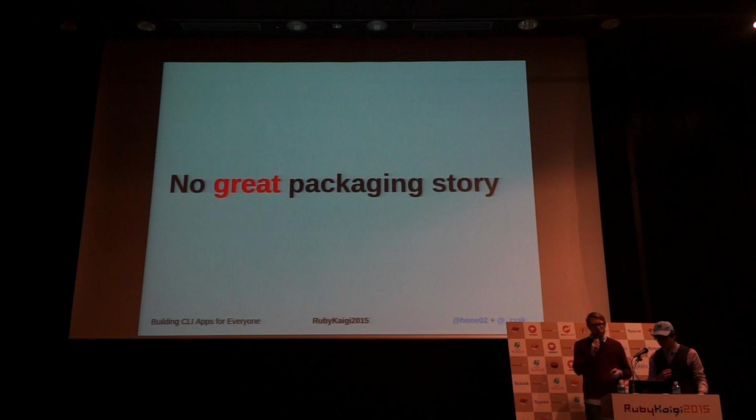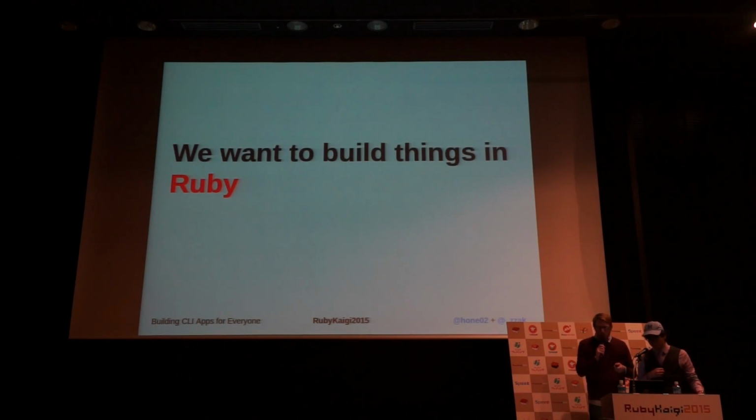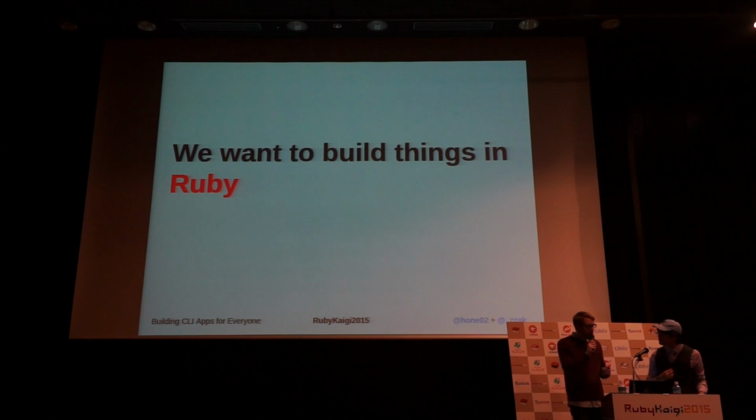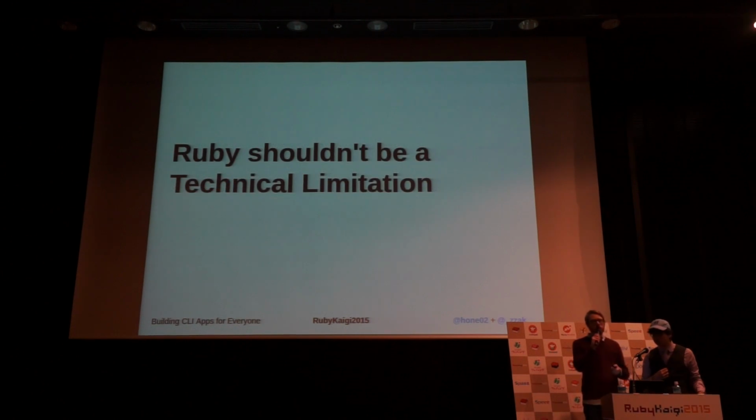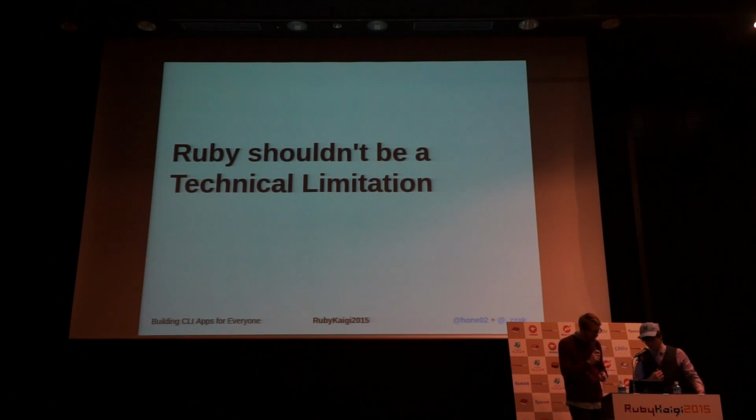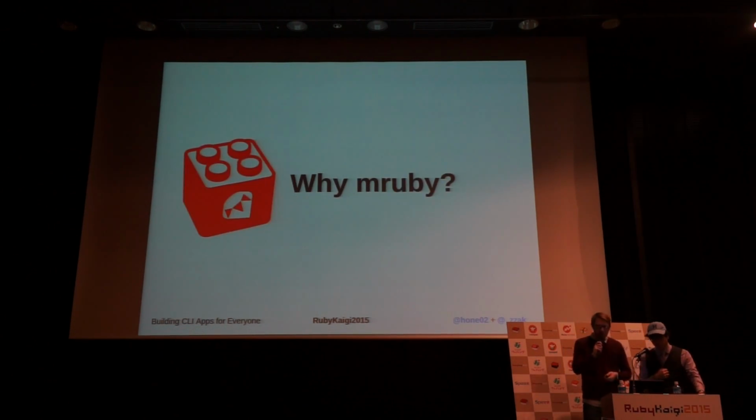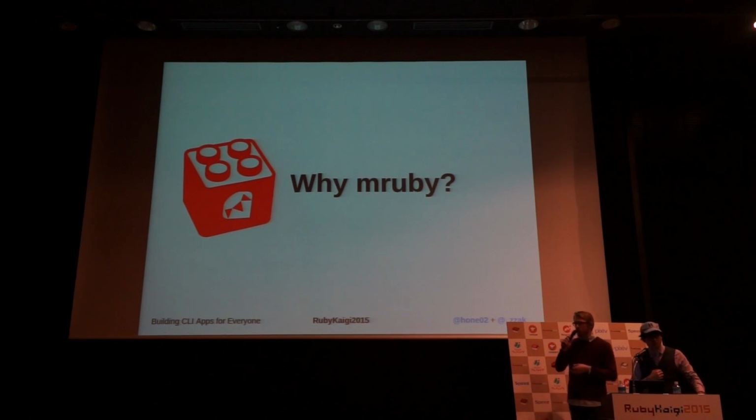And there's no real great story here that can solve this problem. So one thing we want to avoid is, we want to make things in Ruby, and we want to make that possible. And we don't want Ruby to be the technical limitation, the packaging of MRI to be the limitation behind why we can't build these kinds of applications. And so we have a way now, and we're going to talk to you about why mruby can solve this problem and how it's possible.